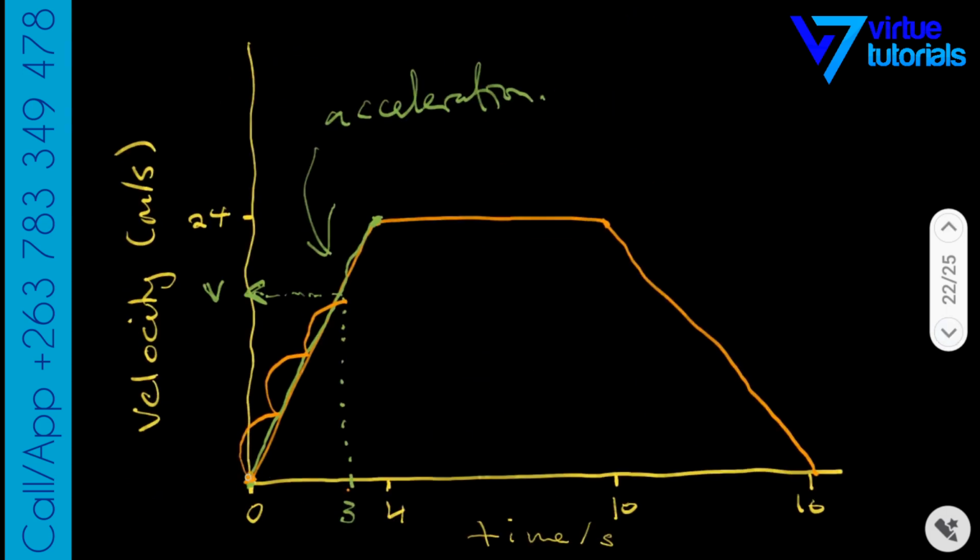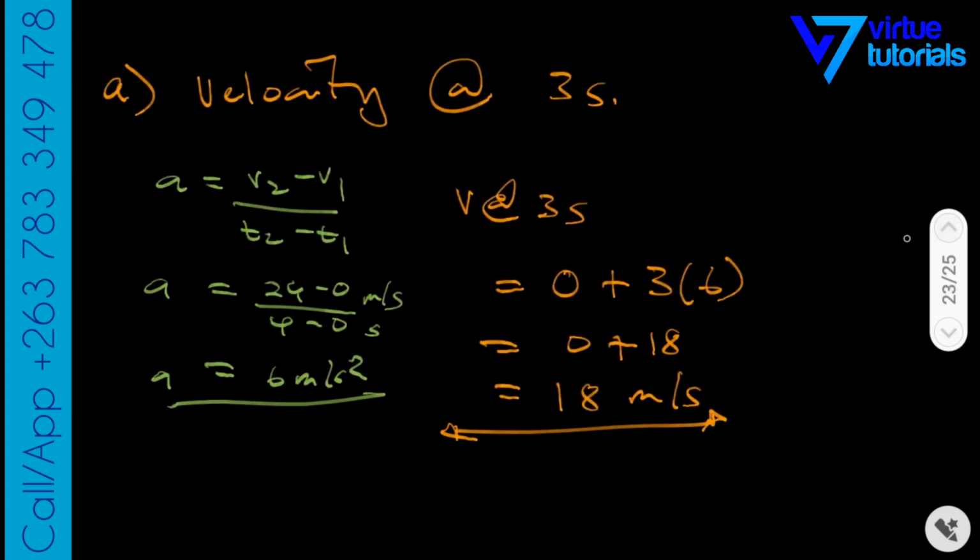Really, this is what happened. Speed was at 0. We know that acceleration is 6 meters per second squared, so speed increases by 6 every second. So for 3 seconds, 6 plus another 6 plus another 6 will give you 18 meters per second. So that's our speed at that point.